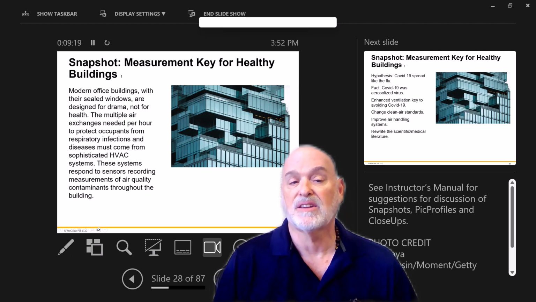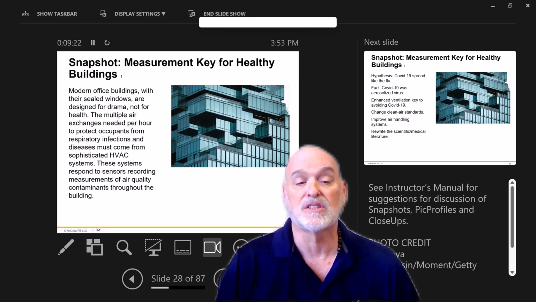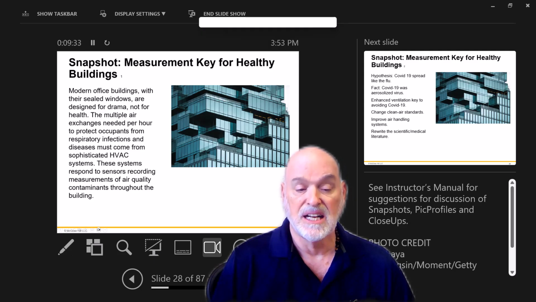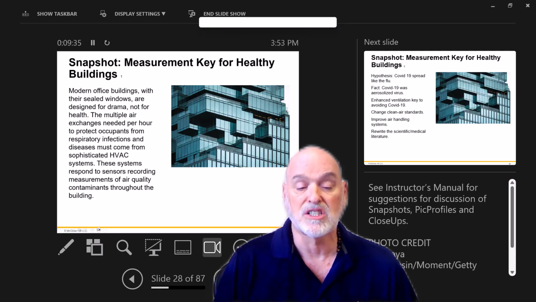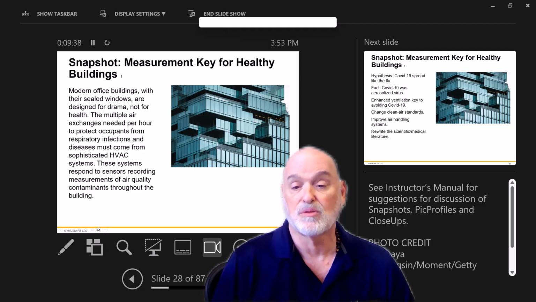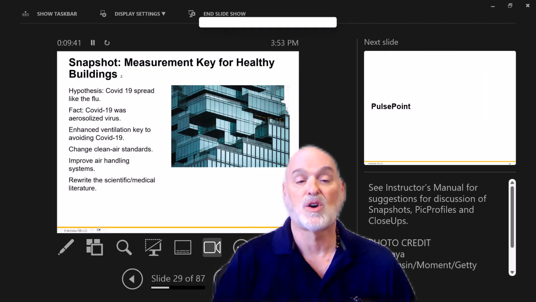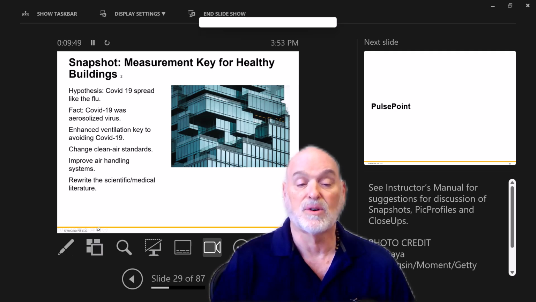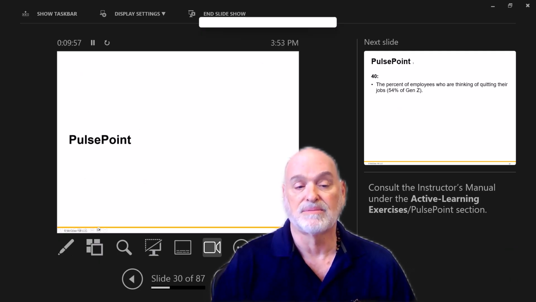Measurement key for healthy buildings. Modern office buildings with sealed windows are designed for drama, not for health. The multiple air exchanges needed per hour to protect occupants from respiratory infections and diseases must come from sophisticated HVAC systems. These systems respond to sensors recording measurements of air quality contaminants throughout the building. Hypothesis: COVID-19 spread like the flu. Fact: COVID-19 was an aerosolized virus. Enhance ventilation, key to avoiding COVID-19; change clean air standards, improve air handling systems, rewrite the scientific medical literature.